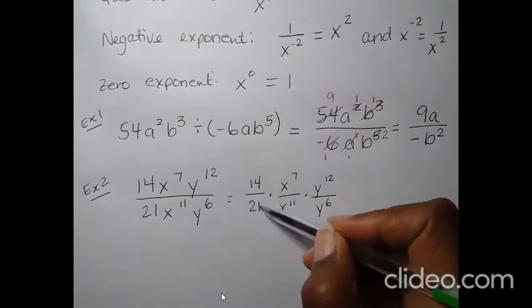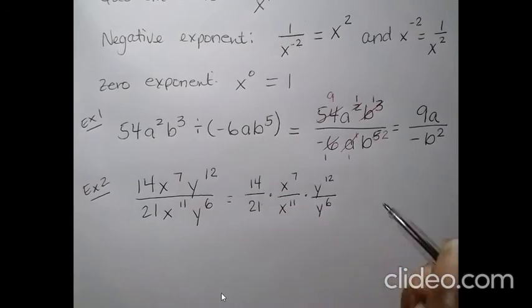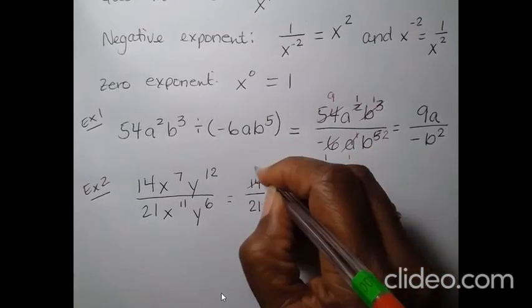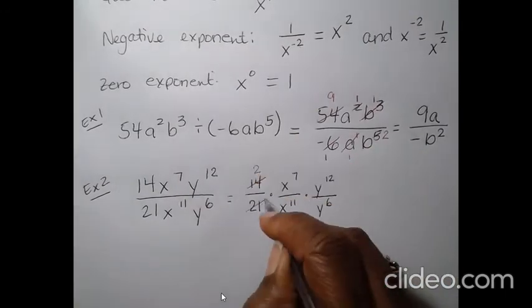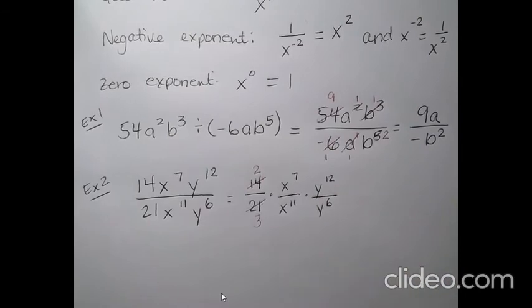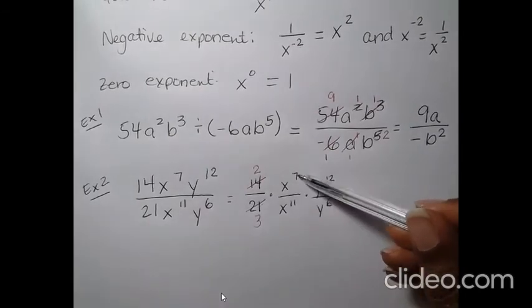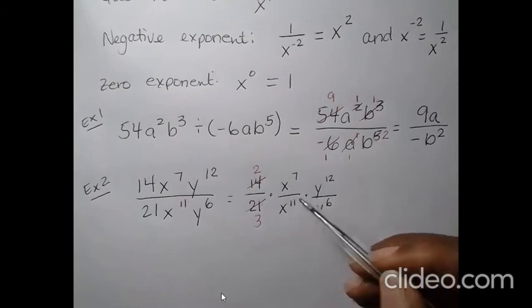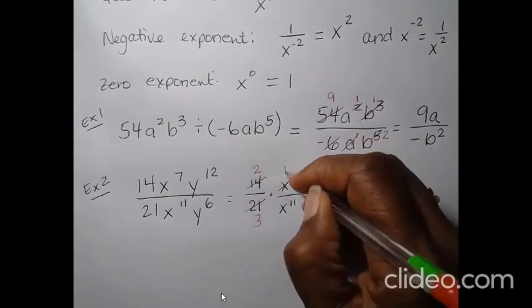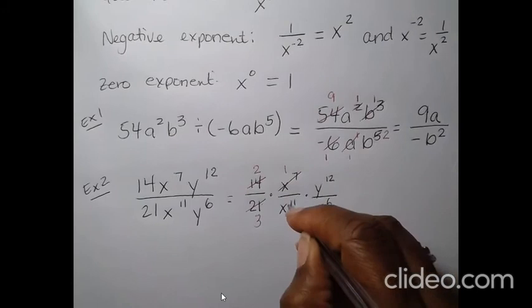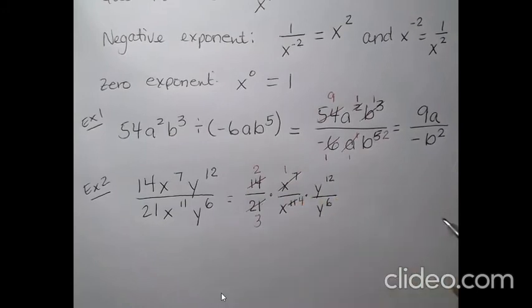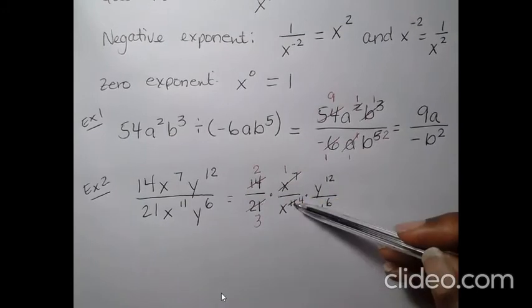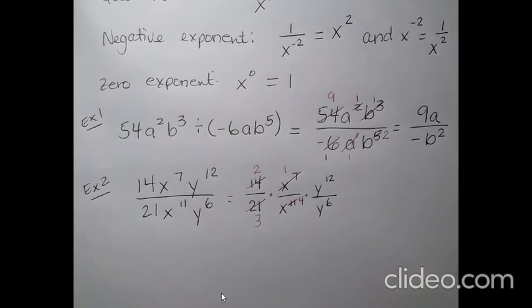So for 14 and 21, the greatest common divisor is 7. So 14 divided by 7 is 2. 21 divided by 7 is 3. We have x to the 7th here, and x to the 11th, which is like 11 x's. So there's more here in the denominator. This reduces completely to 1. And then there's 4 left, so we have x to the 4th left. 11 minus 7 leaves us 4 down here.